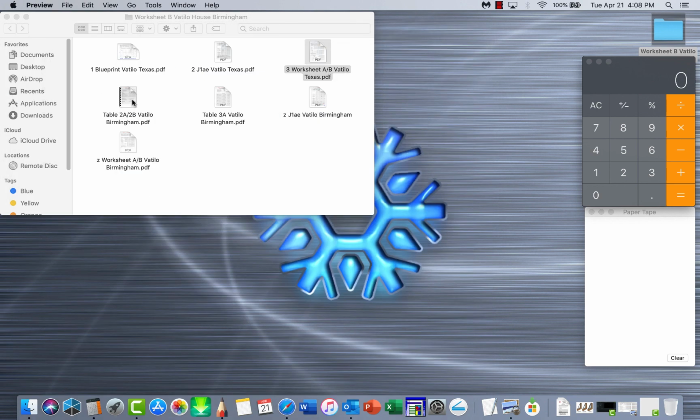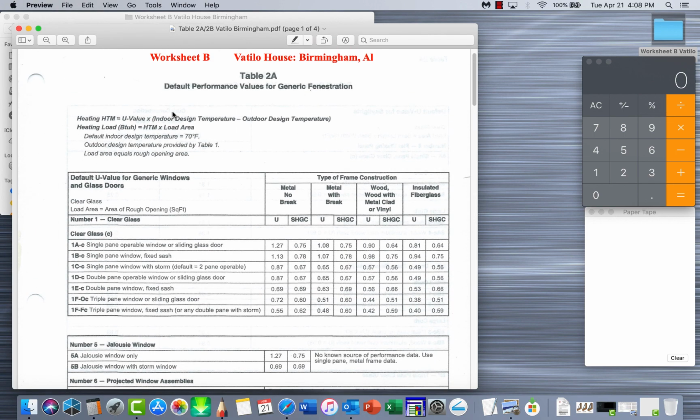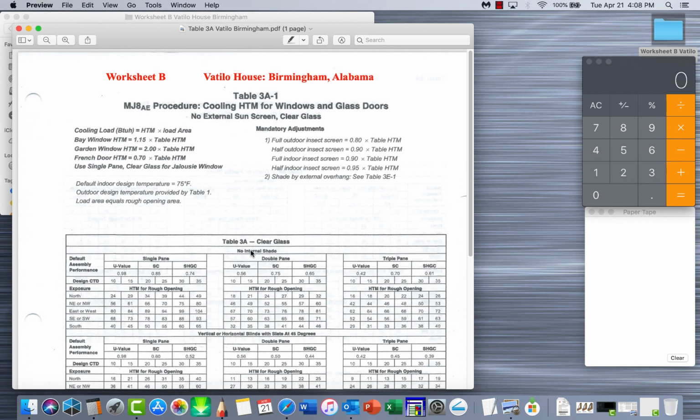You will be needing Table 2A, Table 2B. This is for calculating your windows. There are more tables depending on what you have. And Table 3A, which will be for clear glass, which is what we're running into.